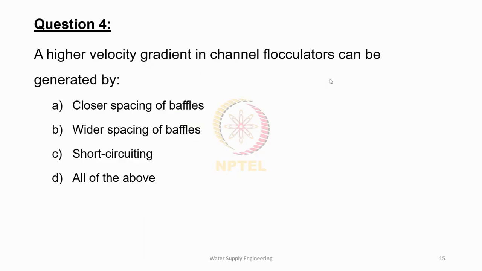Moving on to next question, question number 4. A higher velocity gradient in channel flocculators can be generated by option A, closer spacing of baffles, option B, wider spacing of baffles, option C, short circuiting, option D, all of the above. So how do we achieve higher velocity gradient in channel flocculator? You can type in your answers in the chat box.